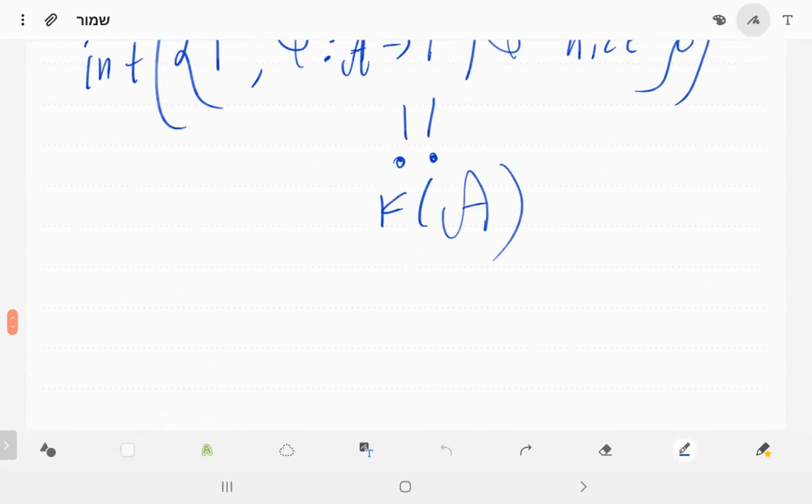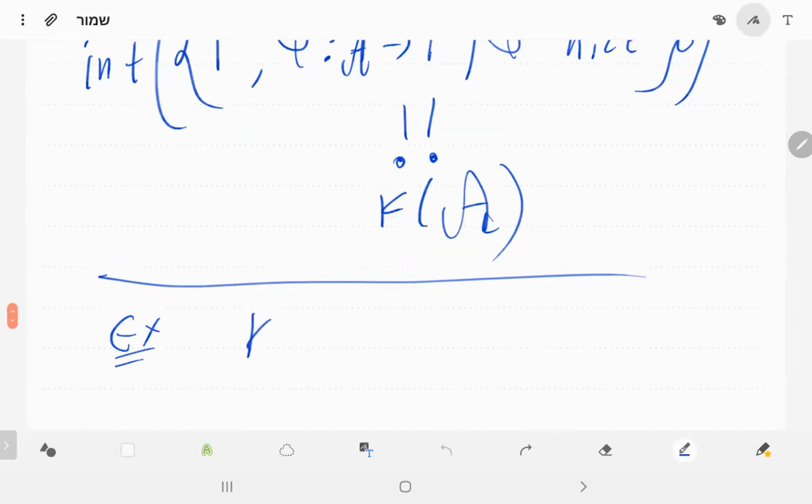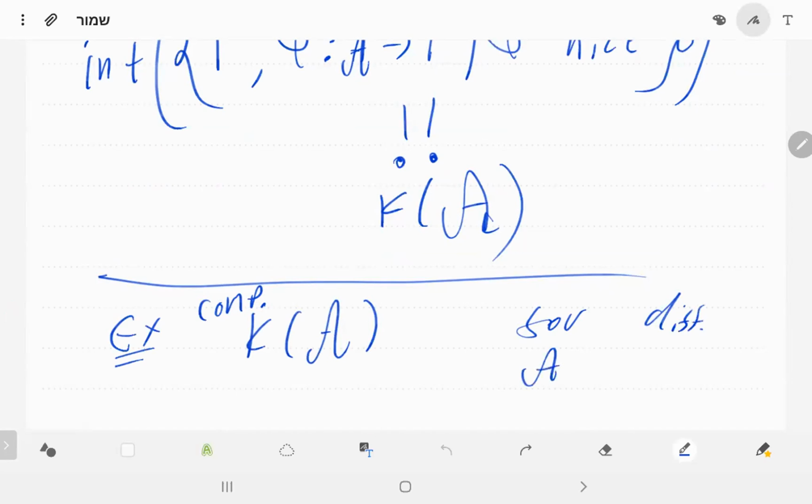Yeah, I didn't prepare this point. I somehow forgot that there is some subtlety here. Okay, so a nice exercise: compute K of A for different A. Maybe the best two examples are vector spaces and finite dimensional vector spaces.